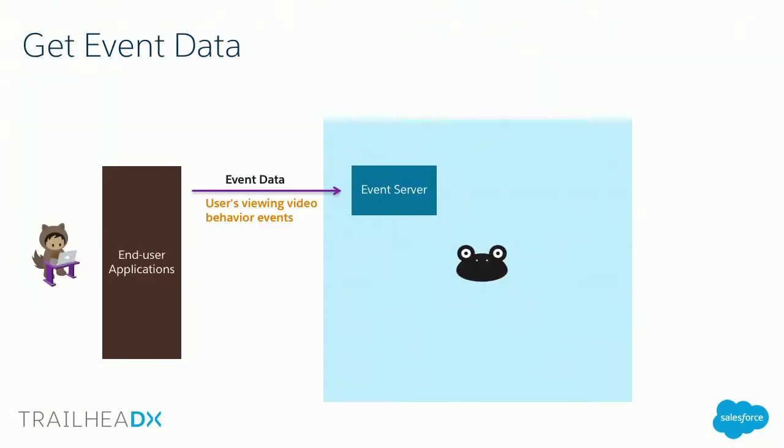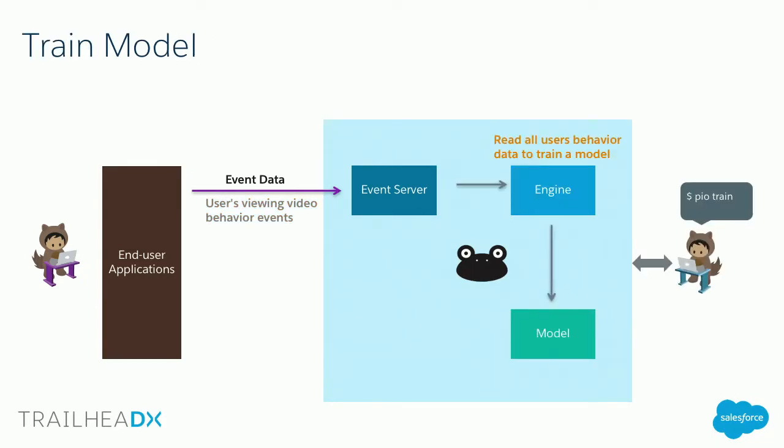So first, you have the end user application. In this case, it's a YouTube or video application. The users will go to the application. They will browse the videos and watch them. Then PredictionIO has the event server that collects all the events from your applications. In this example, it would be all the user video viewing behavior events, whether the user liked the video, watched it, or finished watching the video.